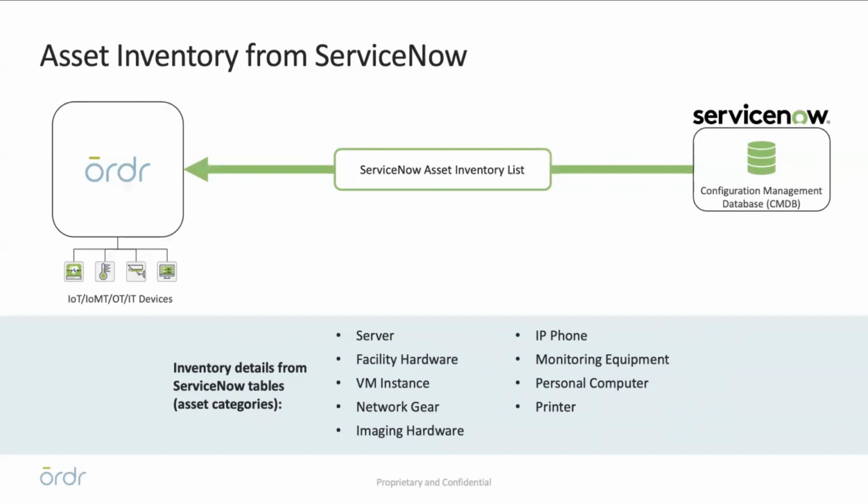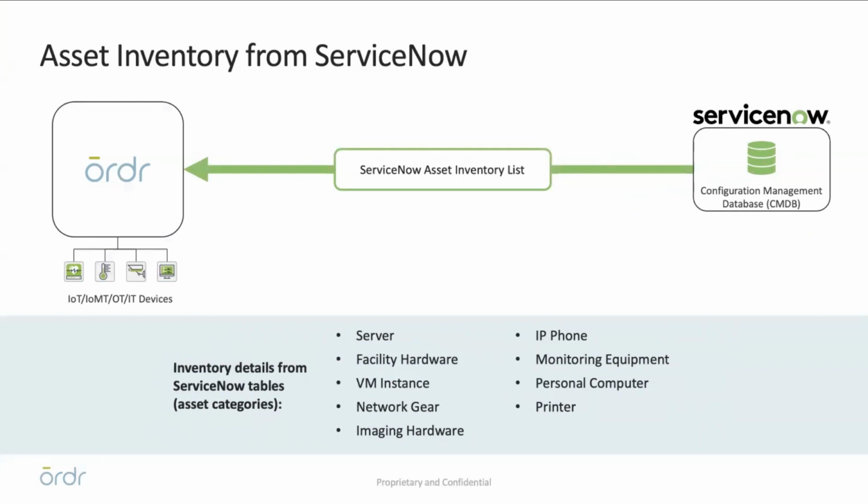For example, where is this device? Where is this asset being used? What is the cost center? What is the business function? Where is it connected to? Where is it used in the enterprise? What applications is it being used for? That level of visibility is very important for Ordr to gather context.